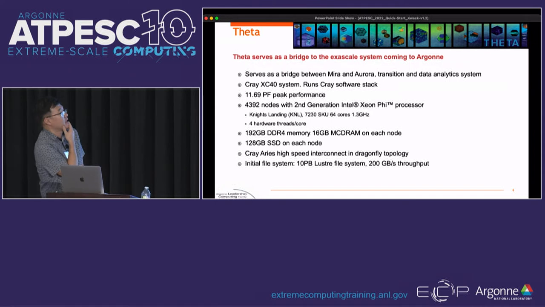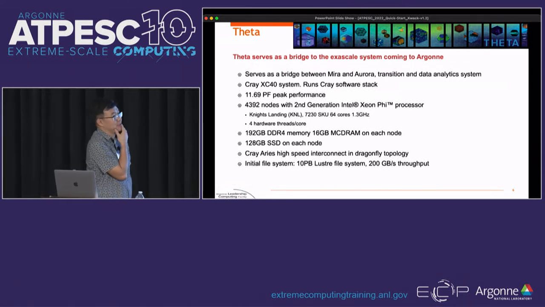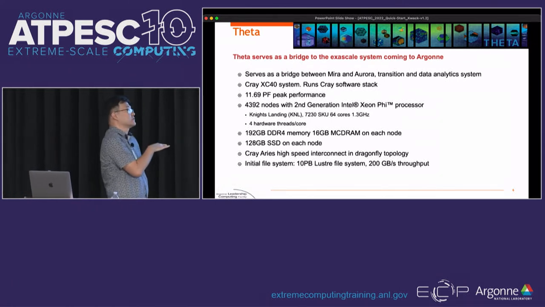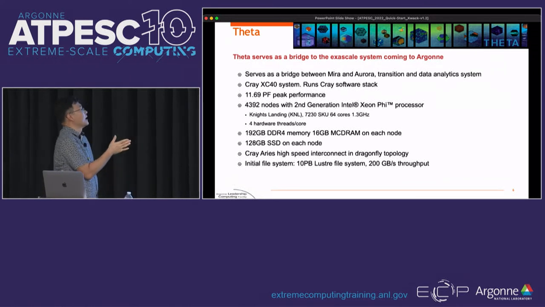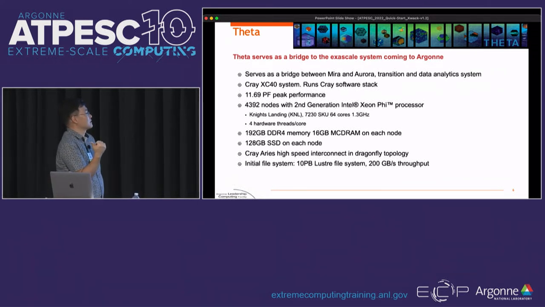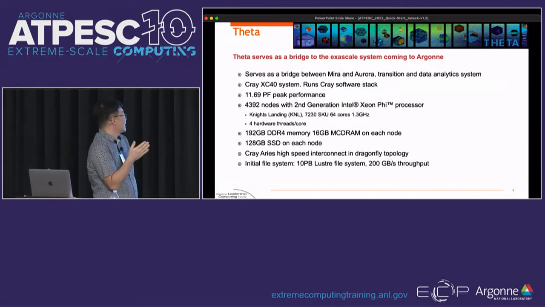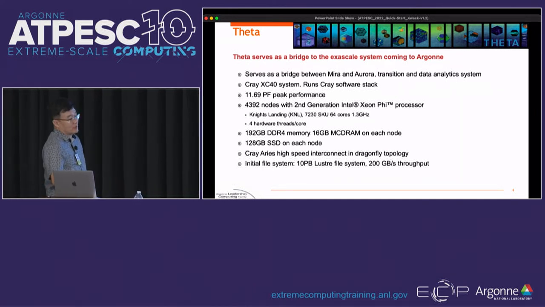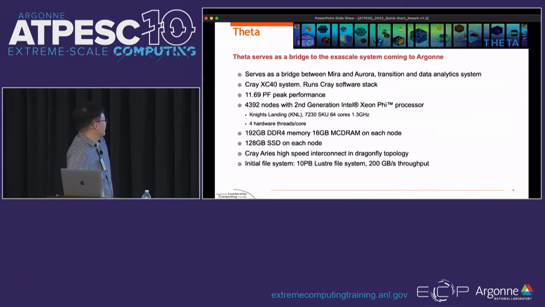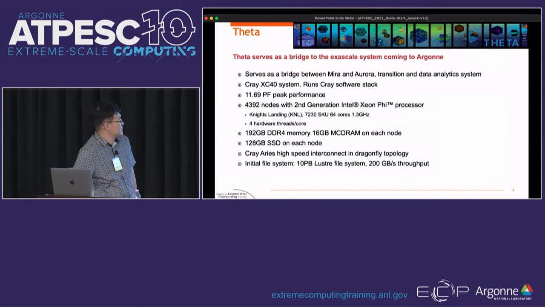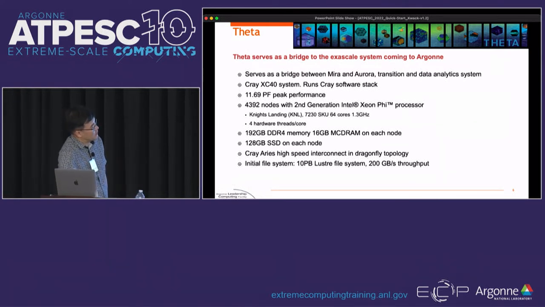So Theta serves as a bridge between Mira, which was the previous leadership computing system, and Aurora, which is coming as the next system. So it's kind of a bridge between them. And again, it's kind of repetition, right? So let me quickly move on. It has a Cray Aries high-speed interconnect in the Dragonfly topology, and it has a Lustre file system, whose throughput is around 200 gigabytes per second.